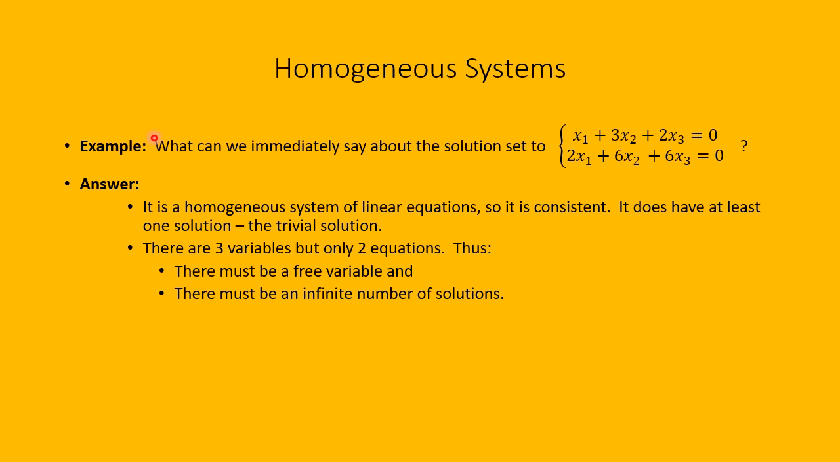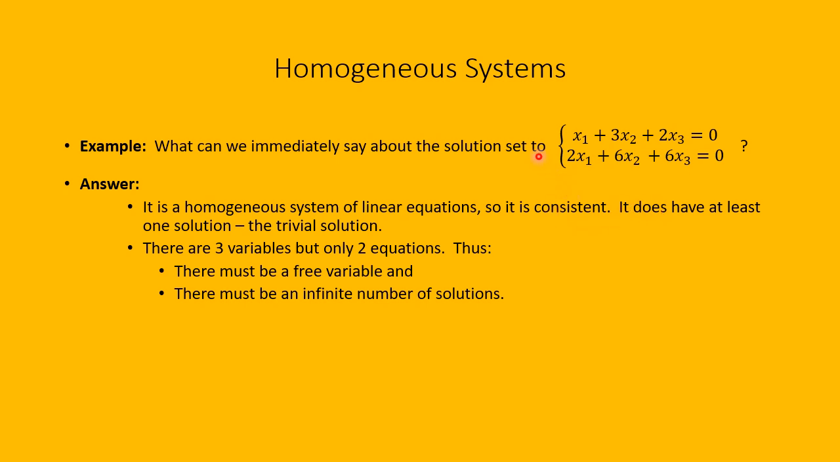As an example, what can we immediately say about the solution set to this system of equations? x sub 1 plus 3x sub 2 plus 2x sub 3 equals 0. 2x sub 1 plus 6x sub 2 plus 6x sub 3 equals 0. Well, first of all, we notice that on the right-hand sides, the constants are zeros. So that tells us that what we have is a homogeneous system of linear equations, and thus we know that it is consistent. It does have at least one solution.